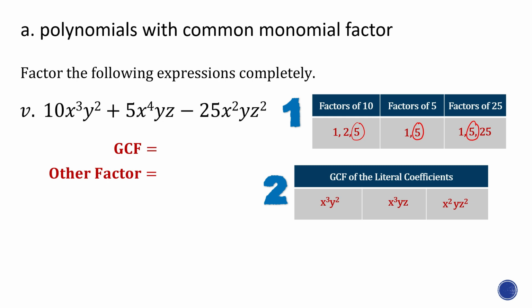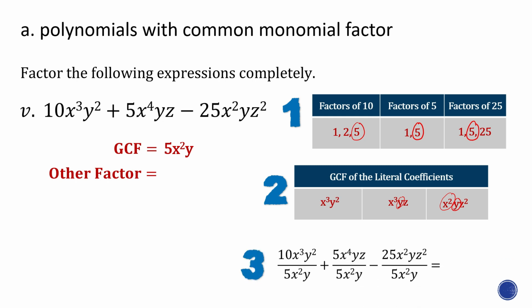Okay, so if that's the case, let's consider the x first. So x squared, and when it comes to y, I can see there are 2 terms with y only. So it's just x squared and y, and the 5. So 5x squared y. And again, to find the other factor, we will divide each term by the GCF. So 10 divided by 5 is equal to 2. 5 divided by 5 equals 1. Negative 25 divided by 5 is negative 5. And notice I consider 25 as negative because that's minus 25.